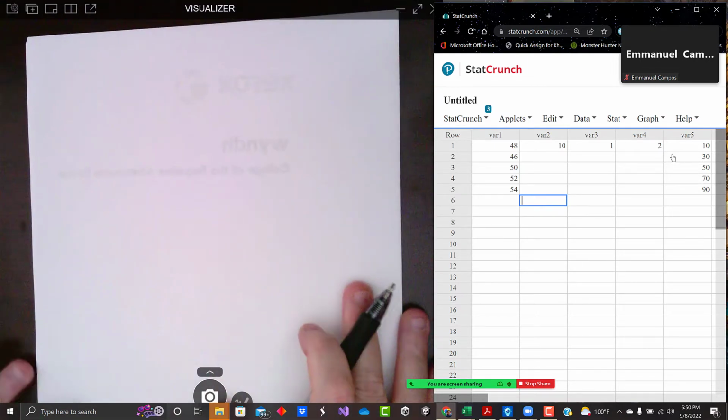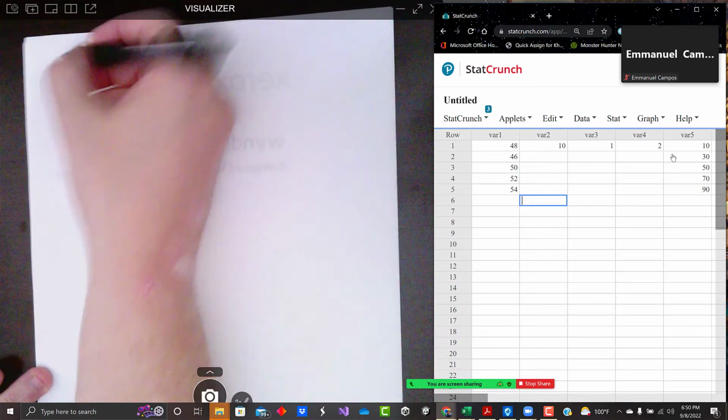So another measure of dispersion that we really like is called standard.